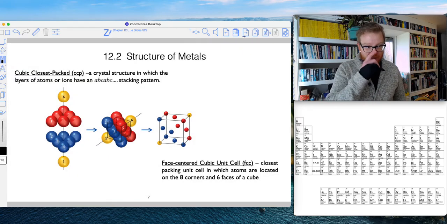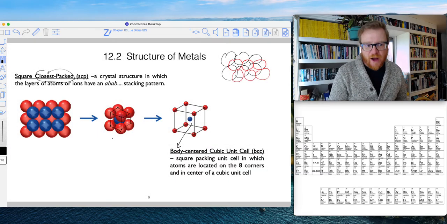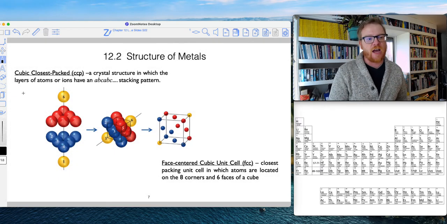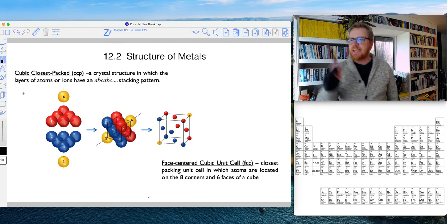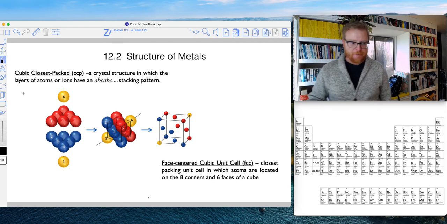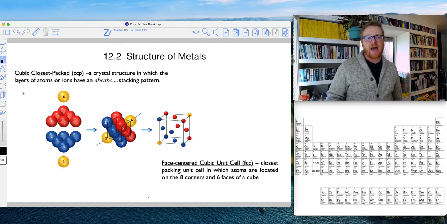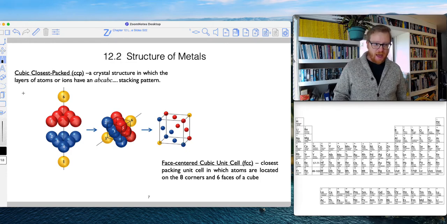Okay, so let's look now at the cubic closest packing. So remember, this was our square closest packing. This is our cubic closest packing. And this is given by an ABC, ABC. This one can be a lot more difficult to visualize.